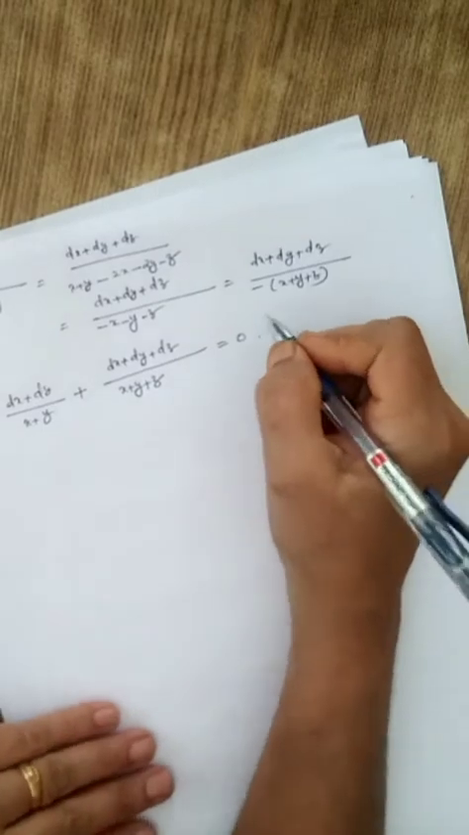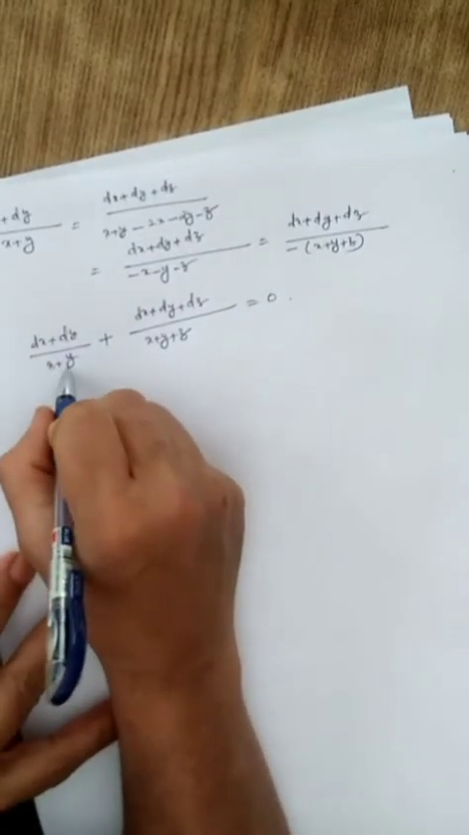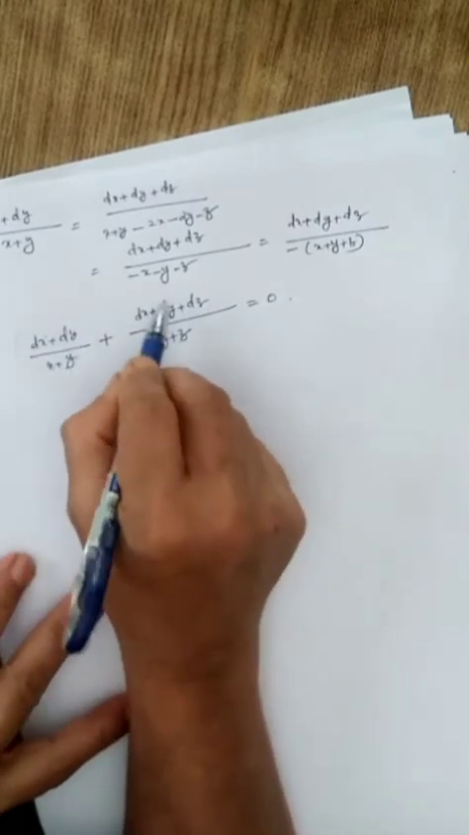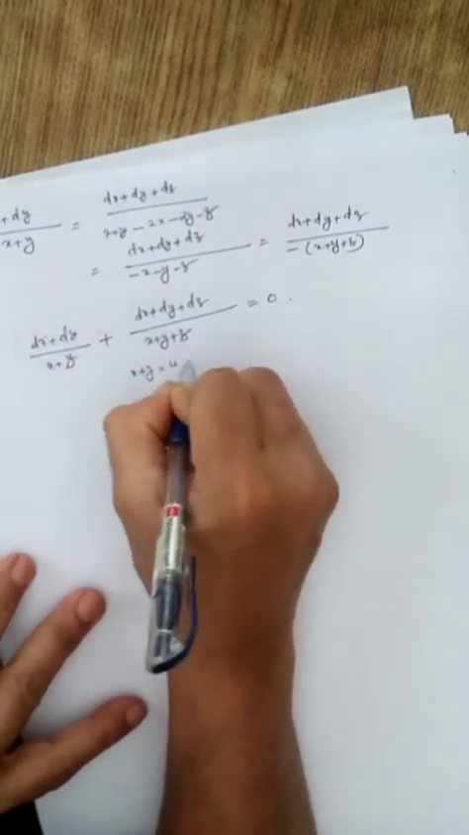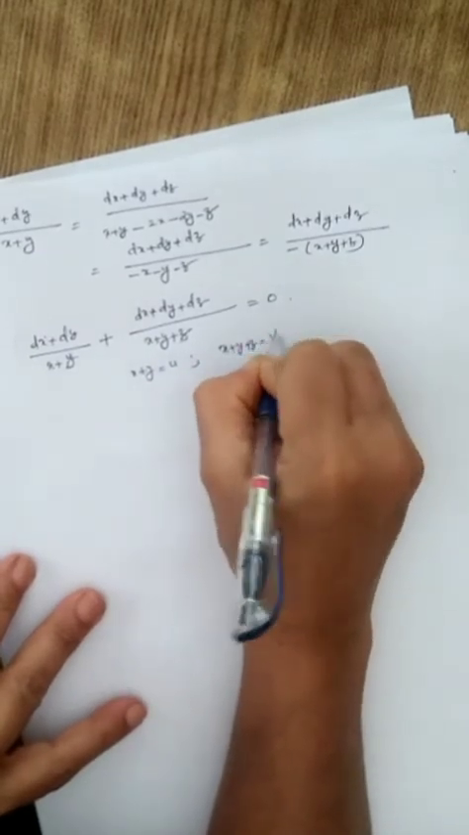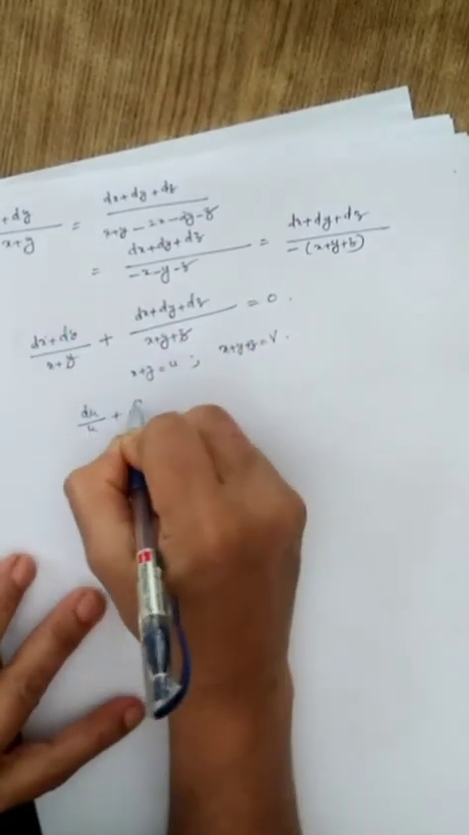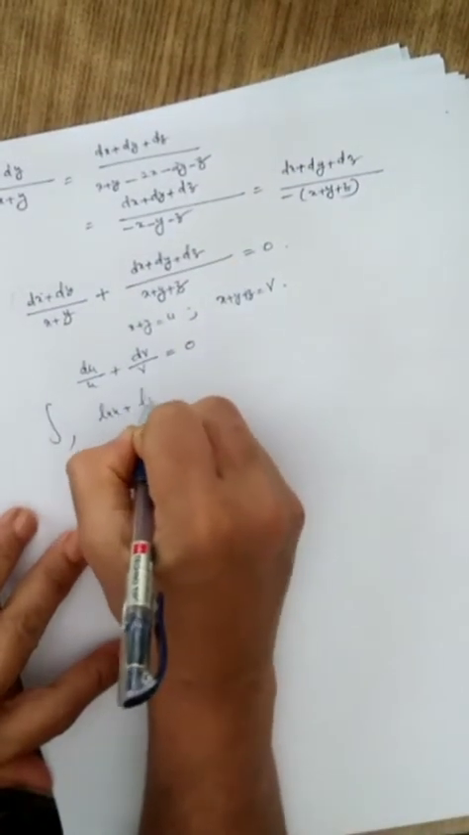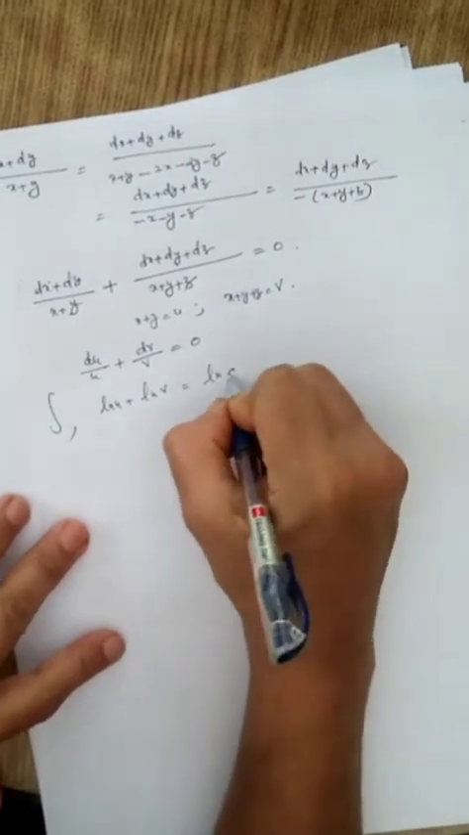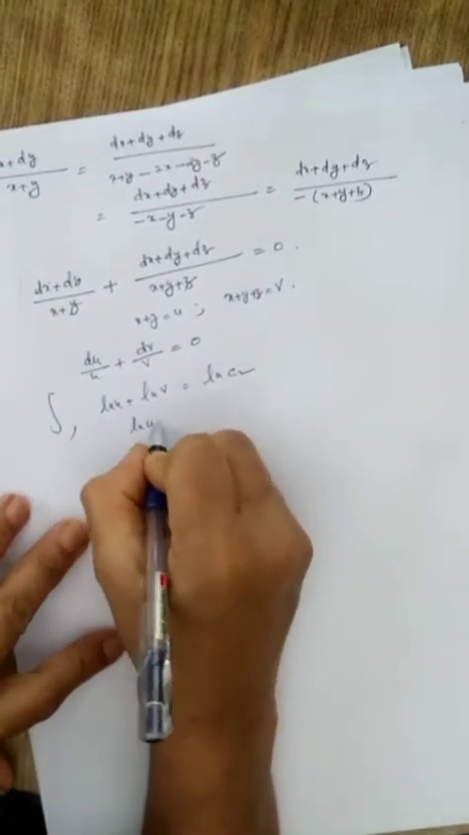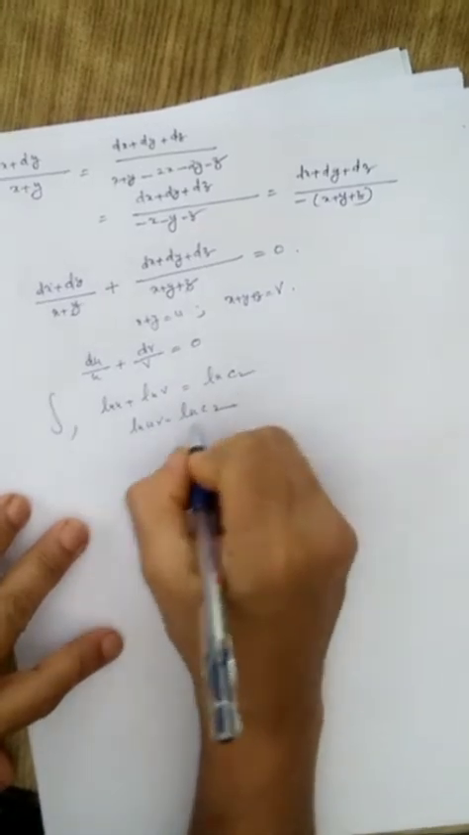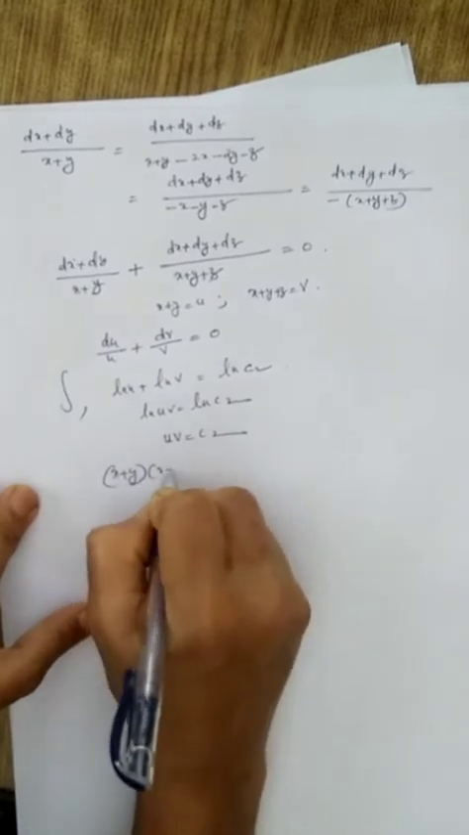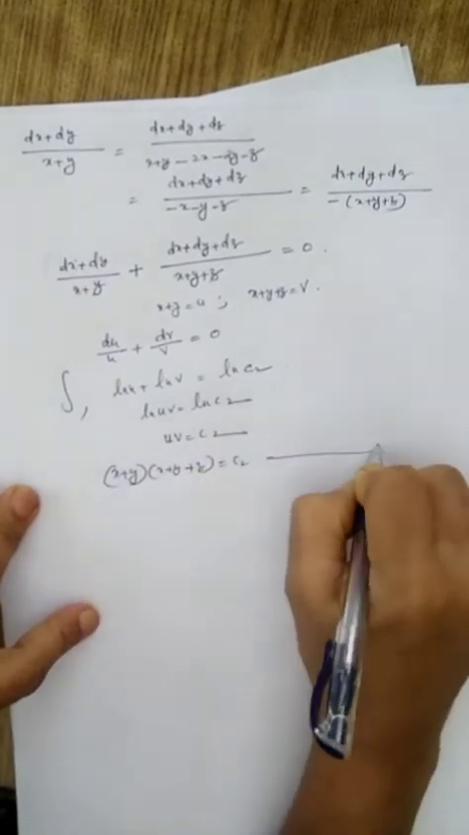Now we can integrate. For integrating, the numerator in the first term is nothing but the derivative of the denominator, here also the derivative of the denominator. So we are taking the substitution x plus y is equal to u and x plus y plus z equal to v. We can write du by u plus dv by v equal to 0. Now integrating, we have ln u plus ln v equal to ln c2, that is ln of uv equal to ln c2, eliminating the log, uv equal to c2, that is x plus y into x plus y plus z equal to c2, in the second part also.